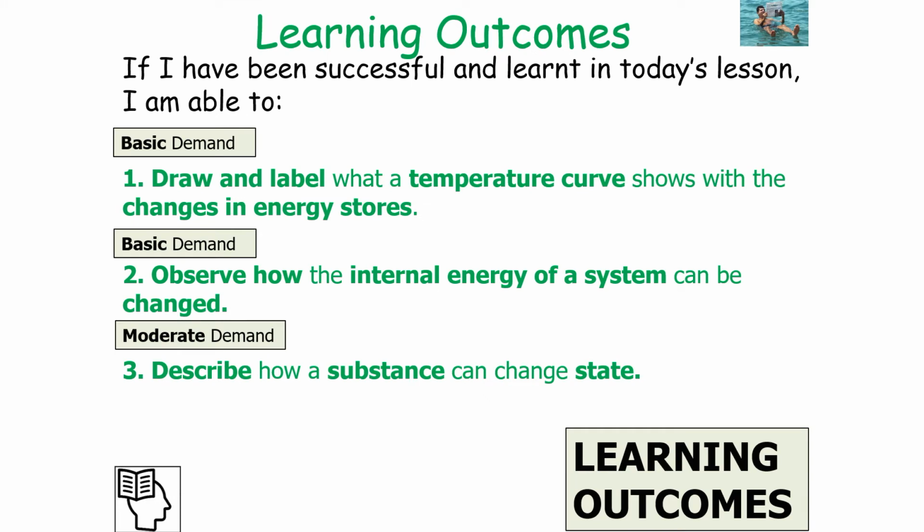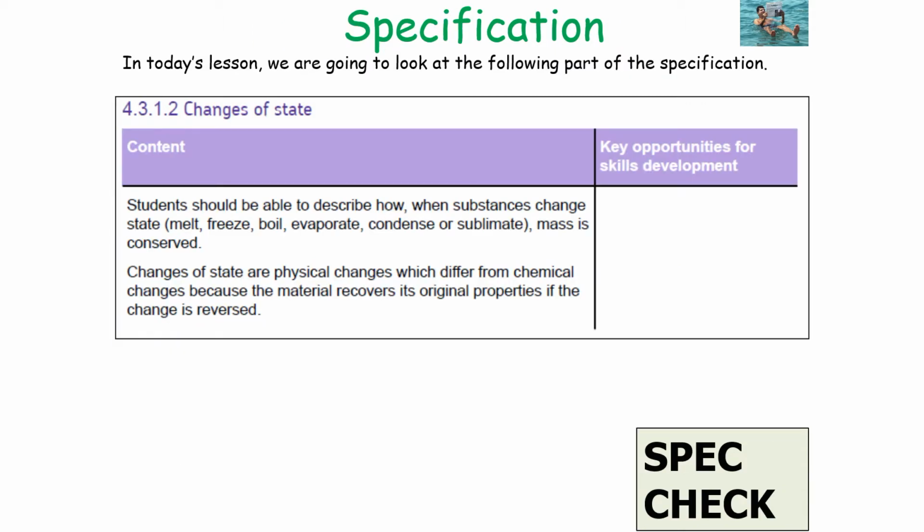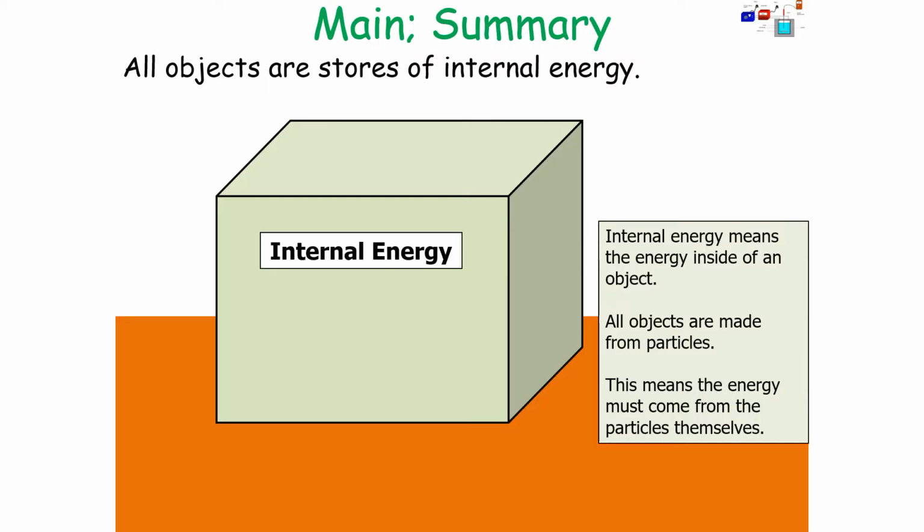If we're successful in today's lesson, we should be able to draw and label what a temperature curve shows with changes in energy store, observe how the internal energy of a system can be changed, and describe how a substance can change state, which falls into the following part of the GCSE Separate Science Physics topic: 4.3.1.2 Changes of State.